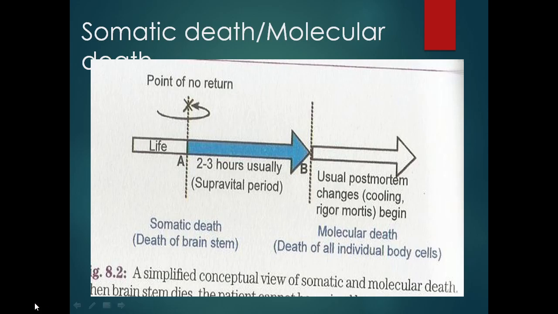Then after this point, after 2 to 3 hours, this is point B you see here on the screen, after which there are the usual postmortem changes. What are these usual postmortem changes? They are cooling of the body, rigor mortis, and various changes in the eyes, the muscles, etc. That will be after 2 to 3 hours, at molecular death. This particular period of 2 to 3 hours, where the cells are still alive, is called the supravital period. Remember this term, supravital period. The supravital period is the period after somatic death when the individual cells are still alive for 2 to 3 hours.